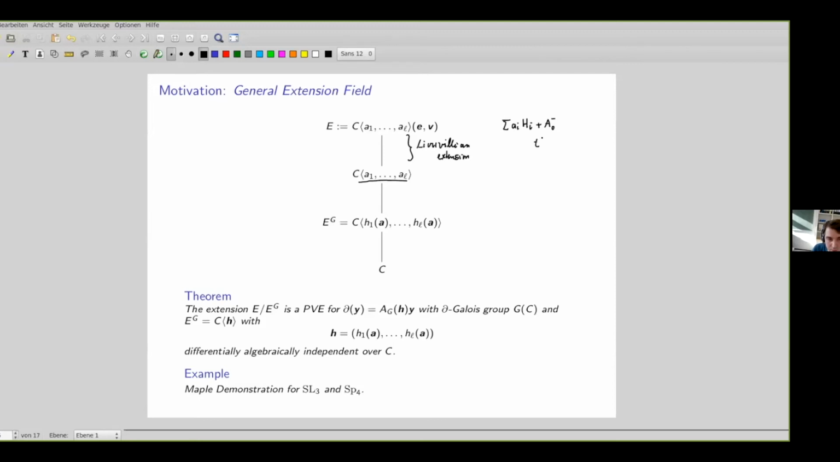We have here an element of the torus, which depends on Lie rank many exponentials, and these exponentials clearly depend on the parameters a1 up to al. And then we have an element of the maximal unipotent subgroup, and this one depends on elements v, and these v are integrals of these exponentials and successive integrals of these integrals. So this is a Liouvillean extension, and this E now is our general extension field.